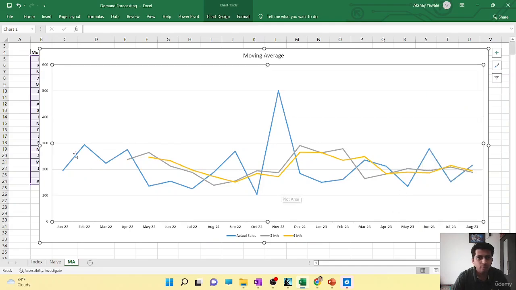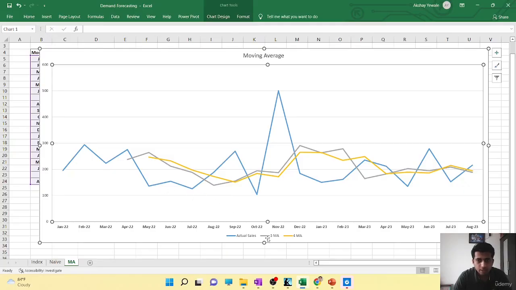So we have only the actuals. The blue is the actual sales, and the 3 months moving average and 4 months moving average. One difference you see is that the 3 months moving average requires one less period to project, while the 4 months moving average requires 4 periods to project. That's why it's starting a little late. Another difference you see is that the more you are averaging, the more lag there is while capturing the history or projecting for the future.